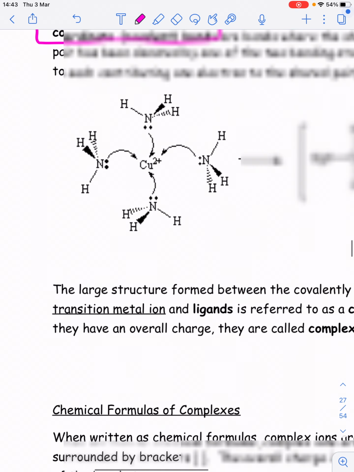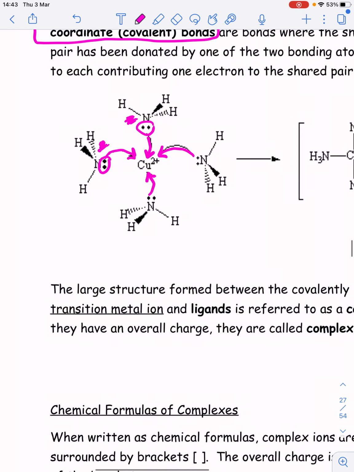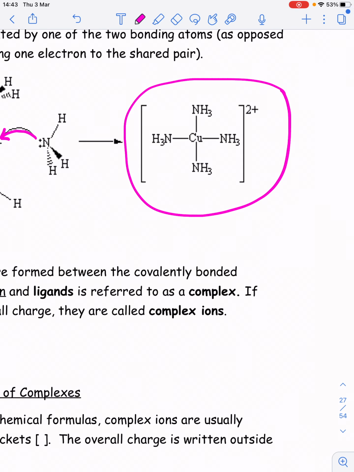The example shown here shows ammonia molecules. Ammonia molecules are NH3. They also have lone pairs of electrons, and this N is partially negative. So again, it's a little bit like the ion-dipole interaction, but instead of just being attracted to the copper ion, the lone pair is actually fully donated to form coordinate covalent bonds. In this example, we have 4 ammonia molecules all donating their electron pairs to the copper ion. And the result is that they form this particle, and this particle is what's known as a complex. Or specifically, this one is a complex ion.